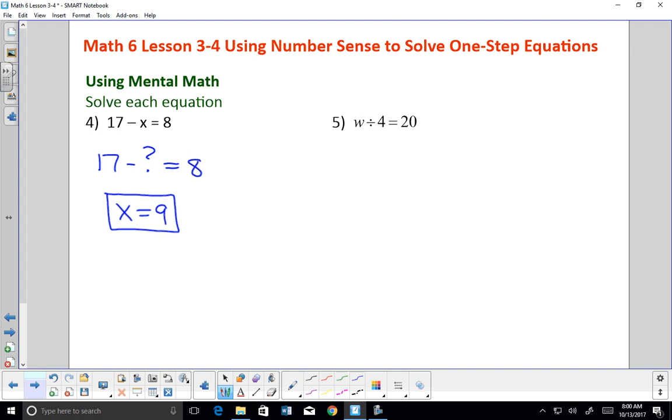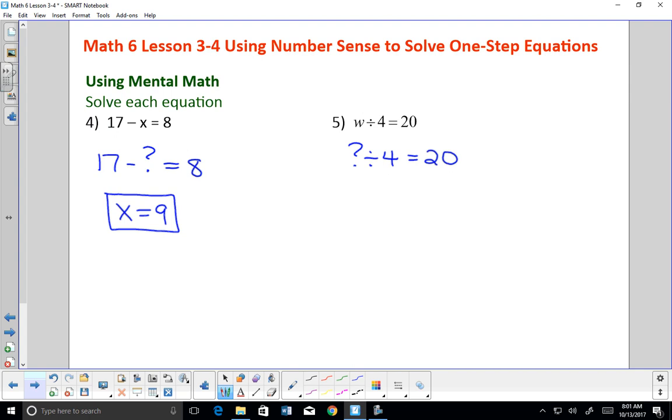Number 5 says w divided by 4 equals 20. So my brain says, what number divided by 4 gives me 20? And I think, well, it's got to be a fairly big number to have an answer of 20. So I'm thinking, well, I know that 80 divided by 4 gives me 20 because I know 8 divided by 4 gives me 2.